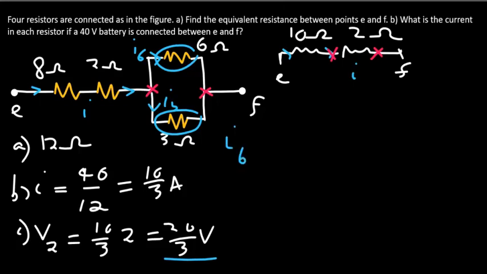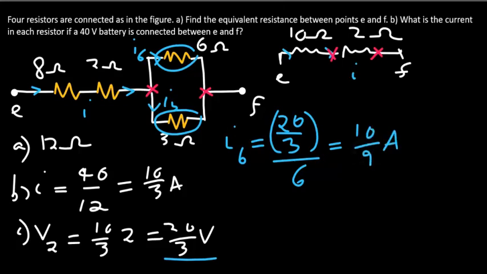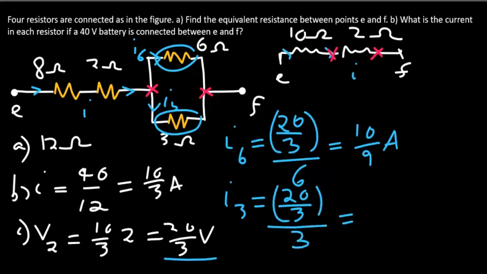So from Ohm's law, I6 is the potential difference, which is 20 over 3 volts over 6 ohms. And that turns out to be 10 over 9 ampere. Now let's proceed to find I3. Again, the potential difference across the 3 ohm resistor is 20 over 3 volts. The resistance is 3 ohms, and that is 20 over 9 ampere.